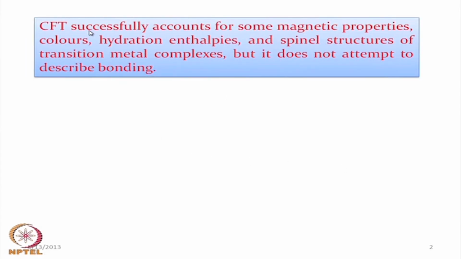This theory successfully accounts for what the previous one, valence bond theory, could not explain. Some of the magnetic properties we can explain nicely, which we could not explain through valence bond theory or VBT. Then the color of the compounds, then hydration enthalpies, because most of these salts, when you dissolve them, particularly the chloride, sulphate or nitrate salt in water, form the corresponding hydrated complexes or aqua complexes. How these hydration enthalpies change through this hydration can also be determined from the corresponding crystal field stabilization energies.